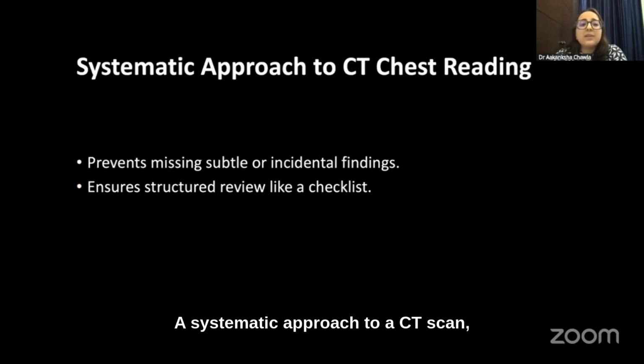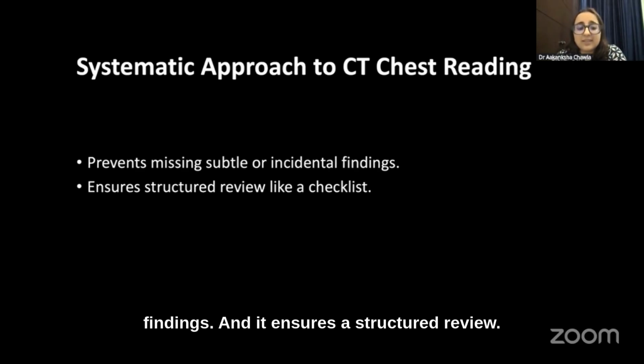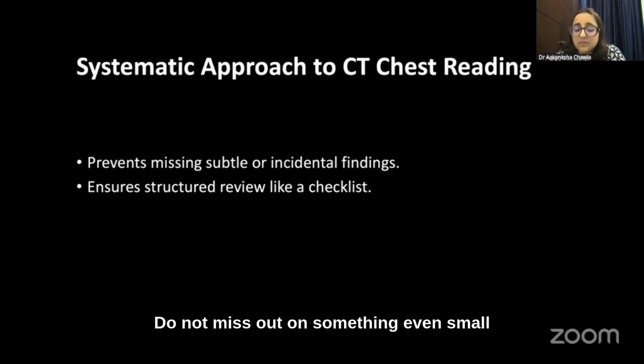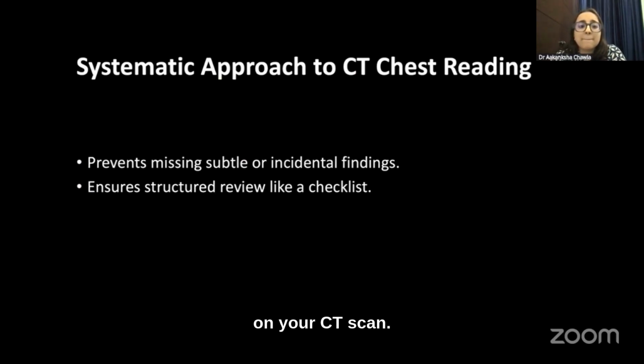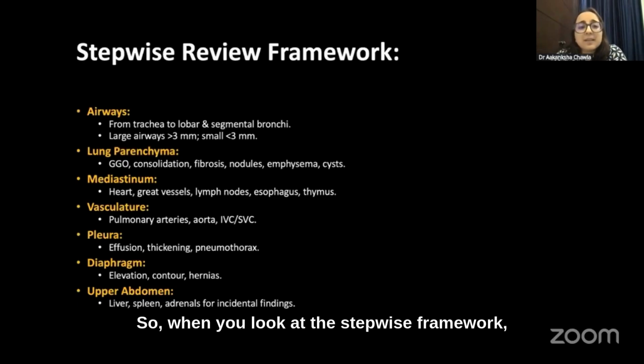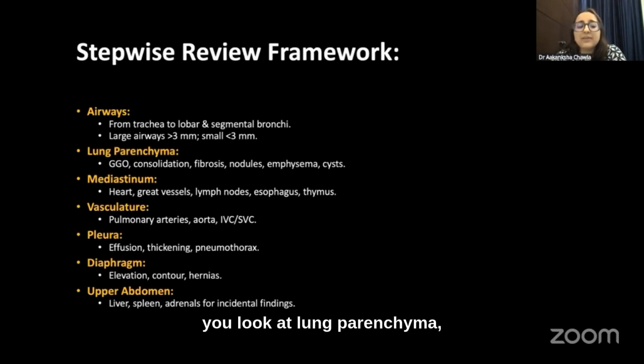A systematic approach to a CT reading is very important because it prevents missing subtle or incidental findings, and it ensures a structured review. You do not miss out on something even small on your CT scan. So when you look at the stepwise framework, you start with your airways, you look at lung parenchyma, then you look at the mediastinum, vasculature, pleura, diaphragm, and always the upper abdomen.